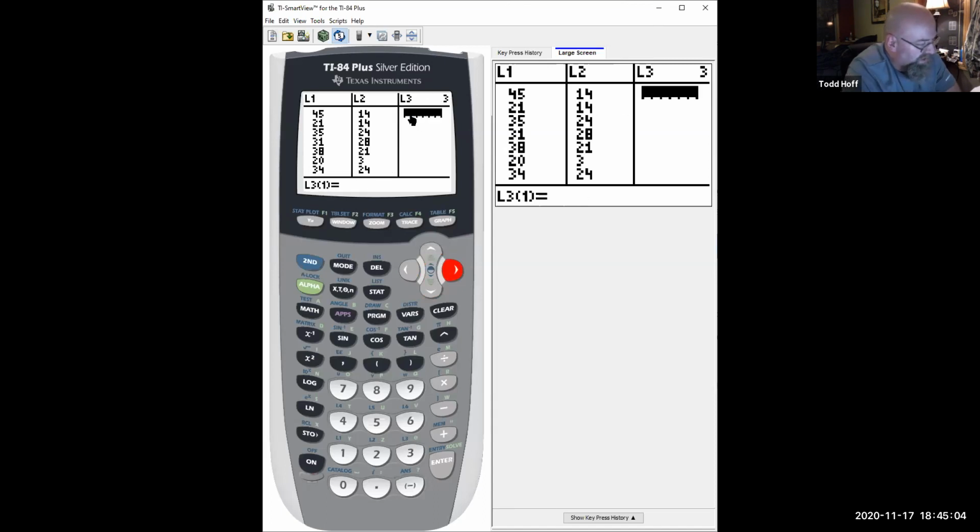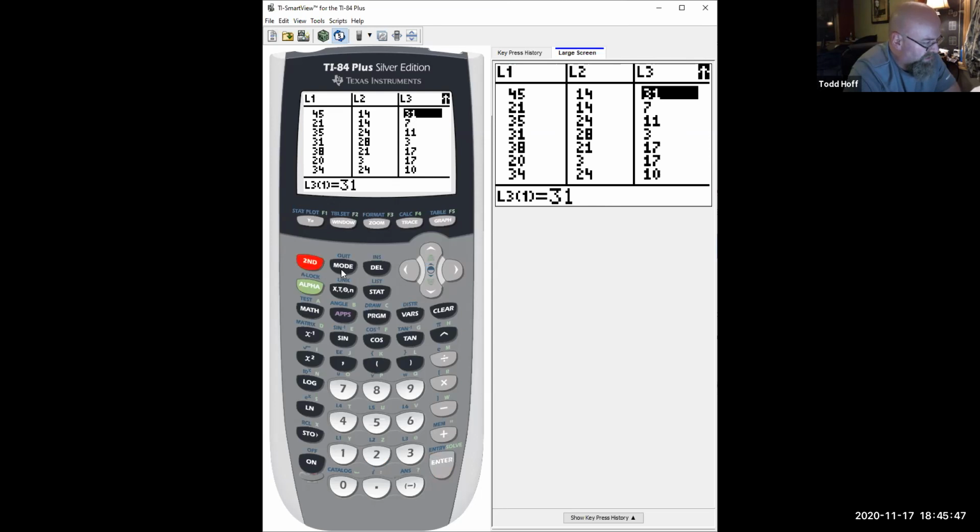Now, to calculate the difference, here's what I'm going to do. I'm going to go to list 3, and I'm going to arrow up and highlight the L3, the title at the top, and I'm going to enter a formula. What I want to enter here is L1, the home team score, minus L2, the away team, the opponent's score. So I'm going to do second 1 is L1, minus second 2 is L2. That's saying for each entry, take the entry of L1 minus the entry of L2, put that into list 3. And there it goes. It calculates those differences that I just calculated on the other page. So what we're testing is this list here of differences.